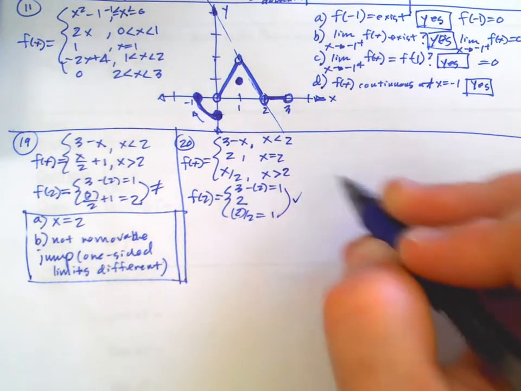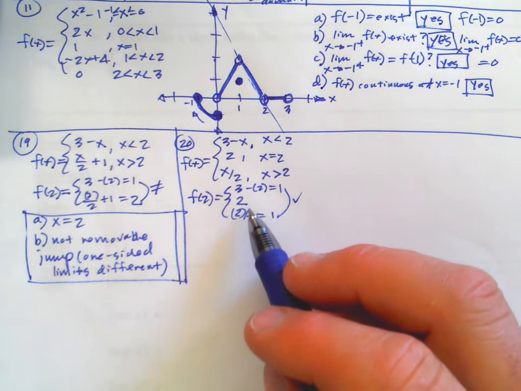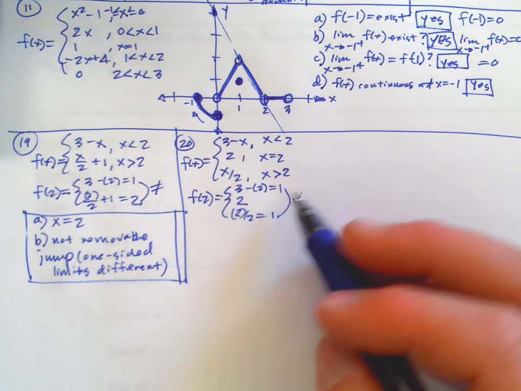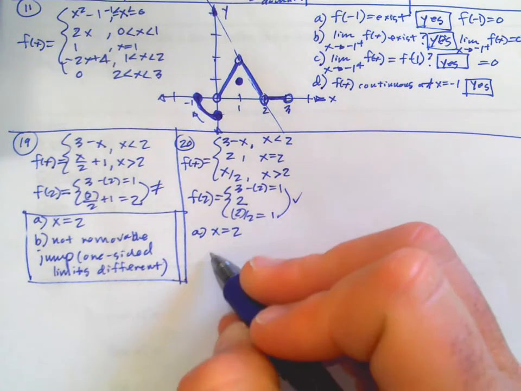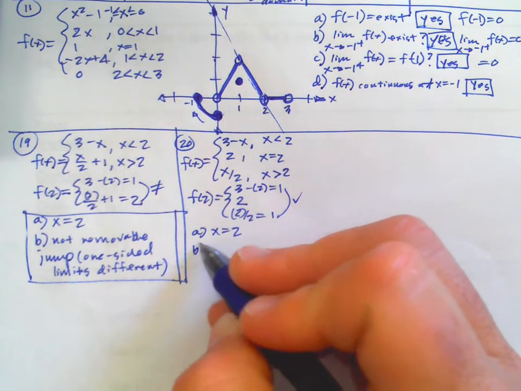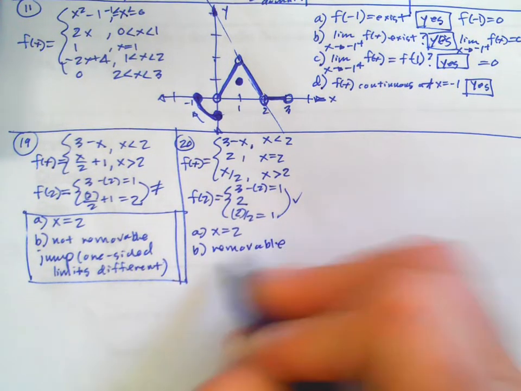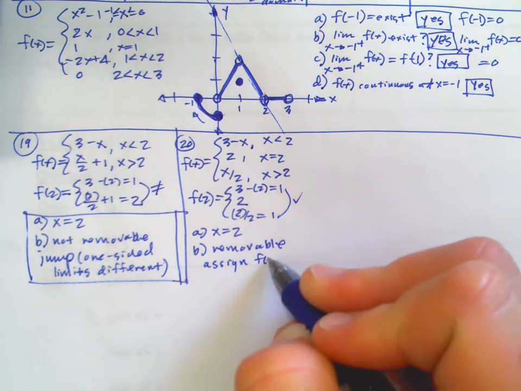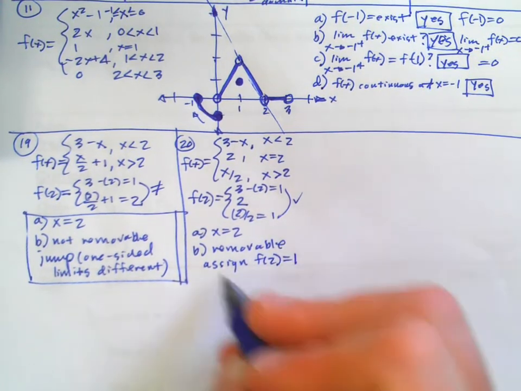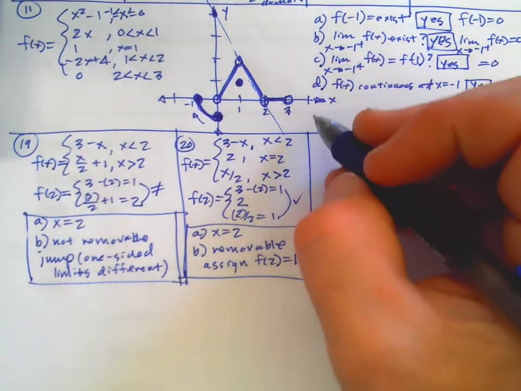So these agree with each other, but there is a jump that fills that hole. So the discontinuity is at x equals 2. It is removable because we could reassign the value f of 2 to fill the hole. Okay.